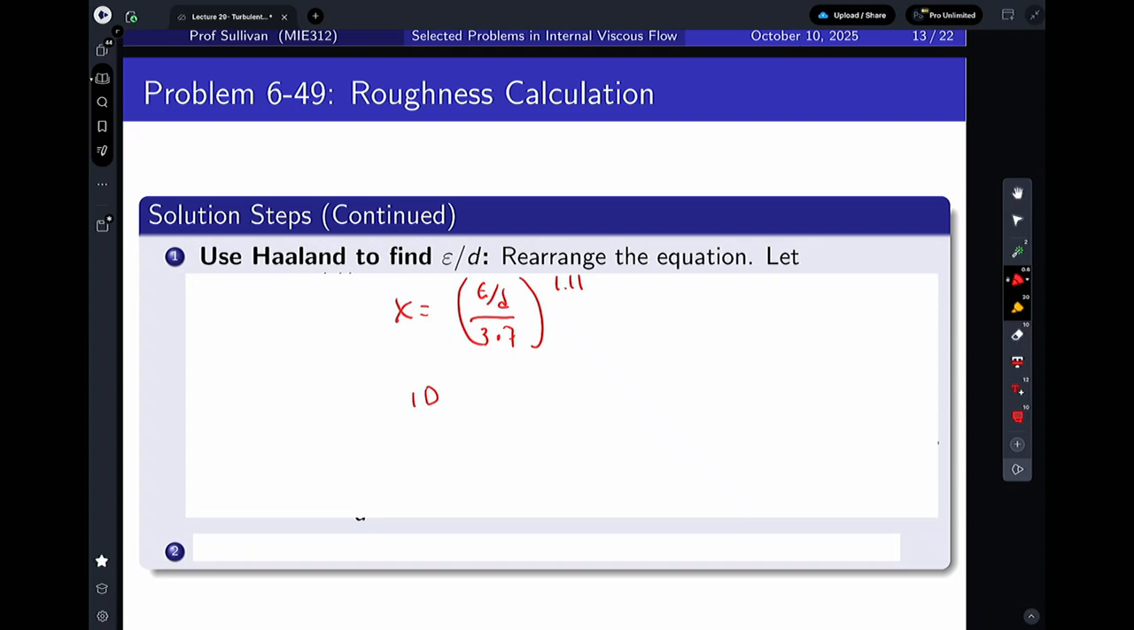Okay, if you rewrite the entire equation, if you don't want to deal with a log, which I don't want to deal with, you can raise it to power 10s. So the left-hand side of the Haaland equation then becomes 10 to the power minus 1 divided by 1.8, and we can write the rest of this as an x plus 6.9 over the Reynolds number, where x is the roughness.